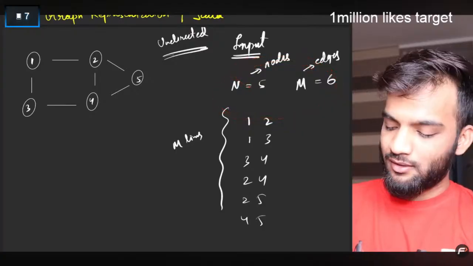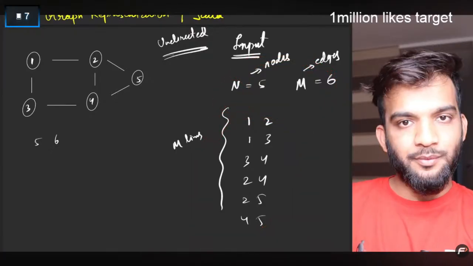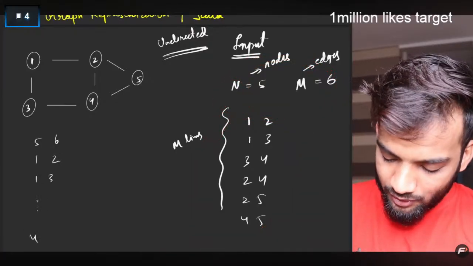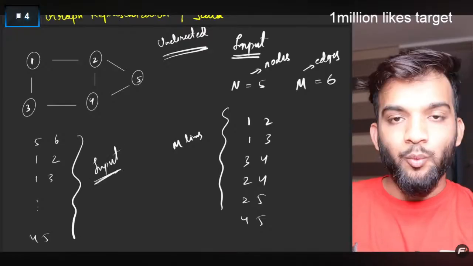So n and m are in the first line, and the next lines will contain the edges. The input will be something like 5, 6, which represents n and m, then 1, 2, 1, 3, and so on till 4 and 5. This is how the input will look.